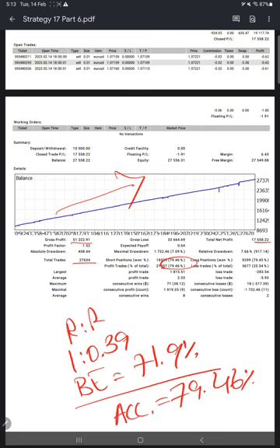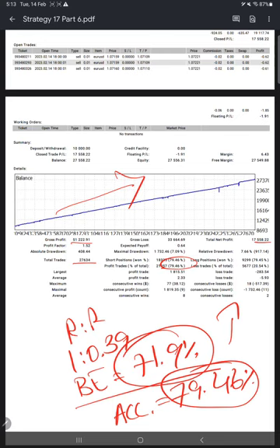The actual accuracy is 79.46%. We are higher by more than 7%. This is what is required, and this is the actual accuracy. We are up by more than 7% over what is required. This is one of our successful strategies.